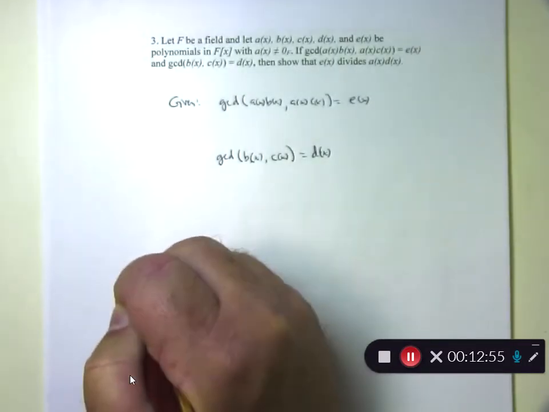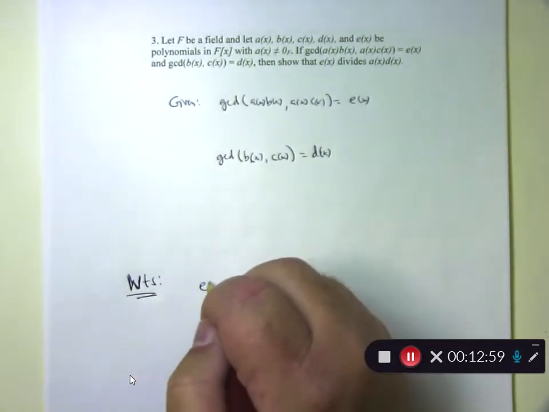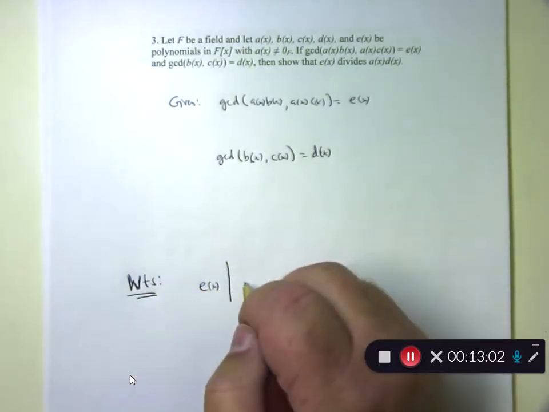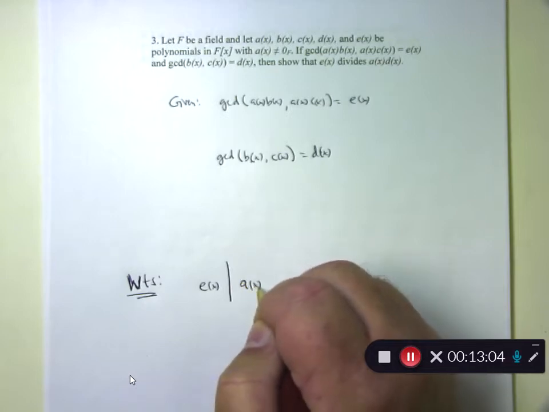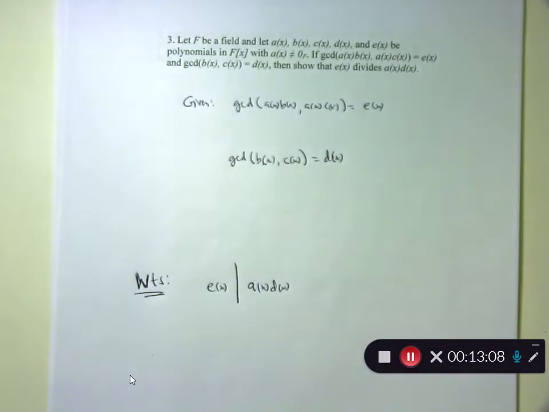So, down here is our WTS, what we want to show. We want to show that E(x), I can use symbols on my scrap paper here, divides A(x) times D(x). Now if you write that on a test, you'll lose like 50 points, because at this level of the course you have a writing intensive class here. So E(x) divides A(x) times D(x).